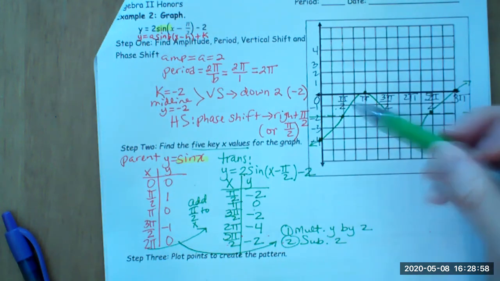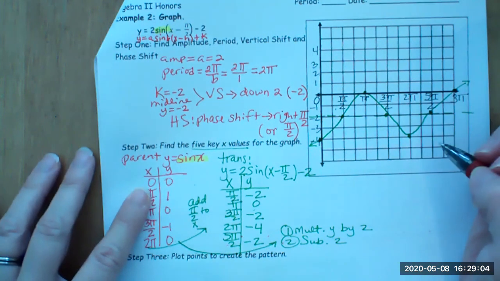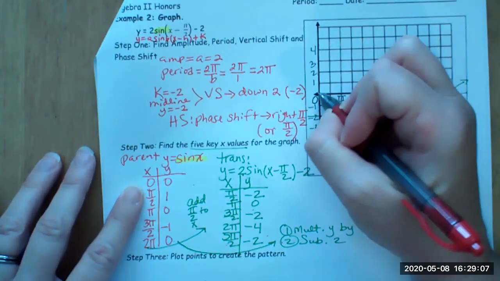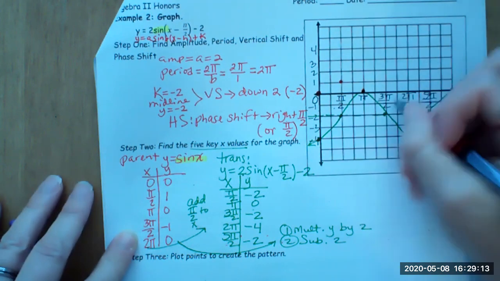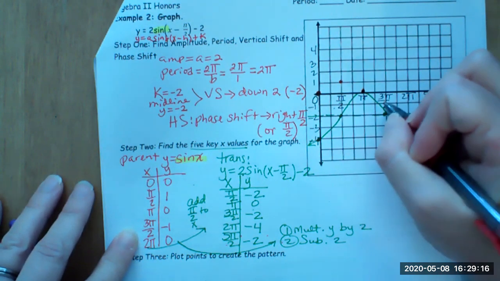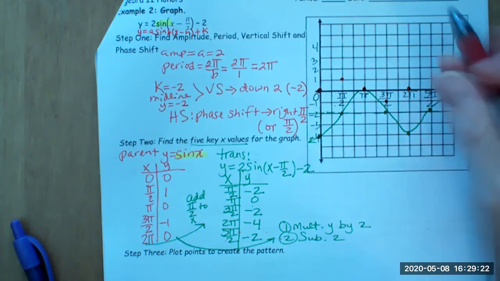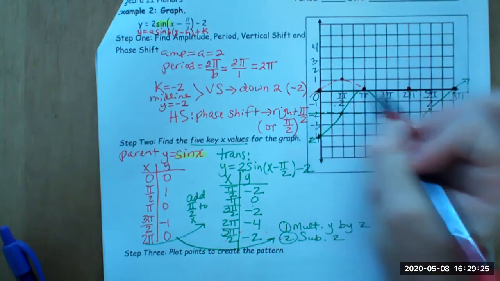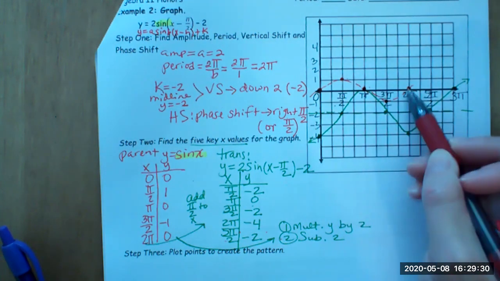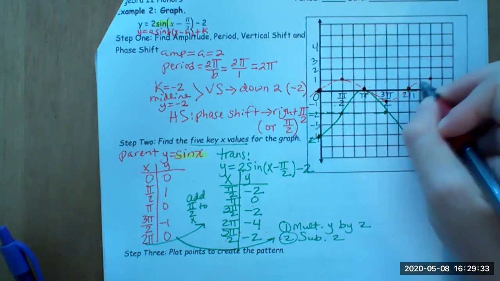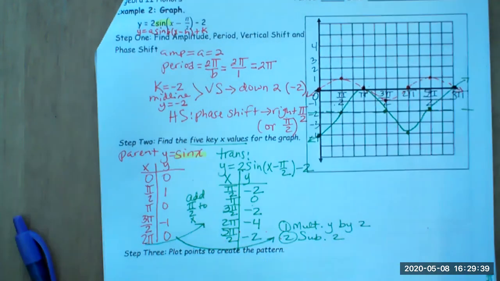All right? And so now I'm going to dash the parent function in here as a comparison. So I've got 0, 0, pi over 2, 1, pi 0, 3 pi over 2, negative 1, 2 pi 0, okay? And of course, again, I can continue this, so I've got my graph filled in, right? Because I've got 0, max, 0, min, 0, max, 0, right? And so there's my parent.